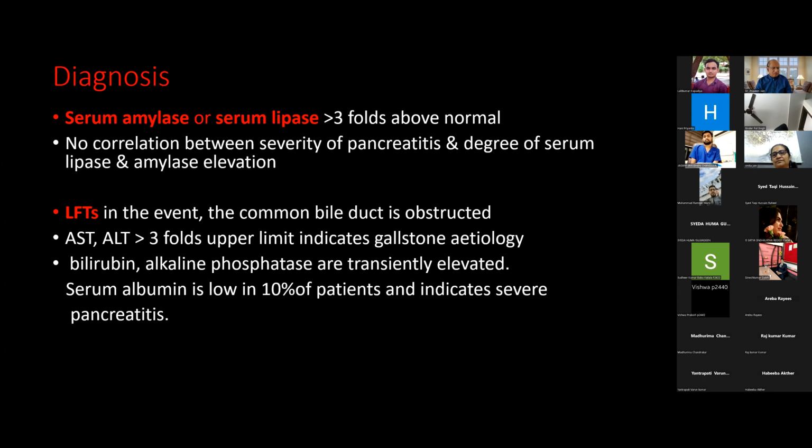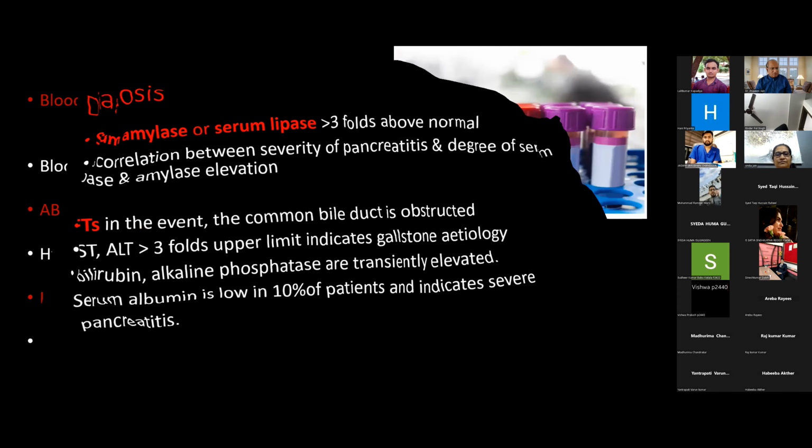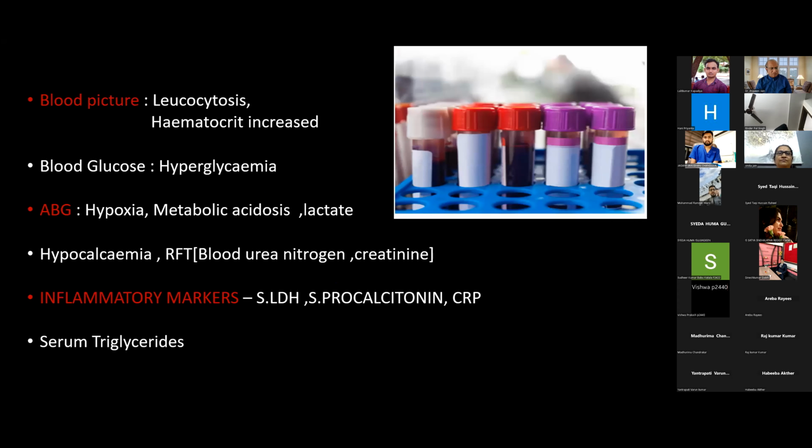And LFT, if there is any extrahepatic biliary obstruction, these LFTs may be raised. Coming to blood picture, there is leukocytosis. And due to capillary leakage and decreased effective circulatory blood volume, there is hemoconcentration. And coming to blood glucose, due to decreased insulin production and increased glucagon production, there is hyperglycemia, as glucagon is an acute phase reactant. So there is increased production of glucagon leading to hyperglycemia. ABG shows hypoxia and, due to loss of bicarbonate ions, metabolic acidosis, and due to hypoperfusion and hypotension, increased lactate.